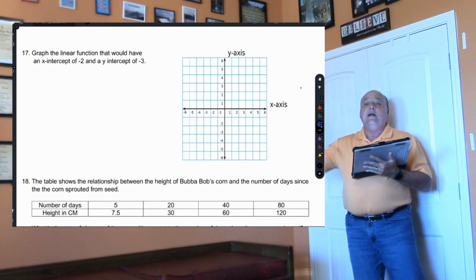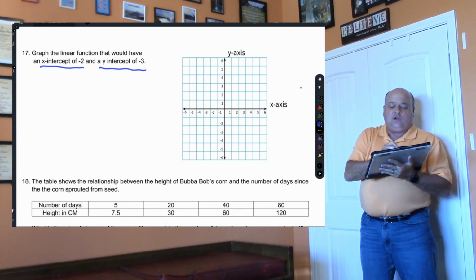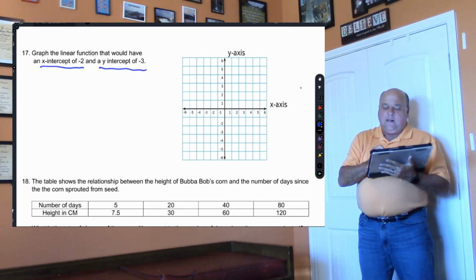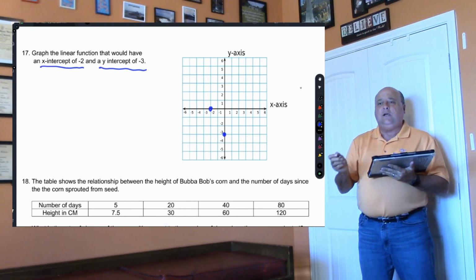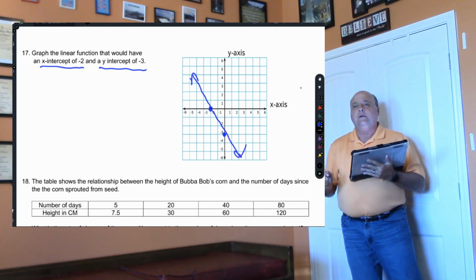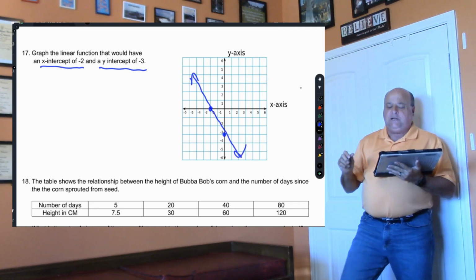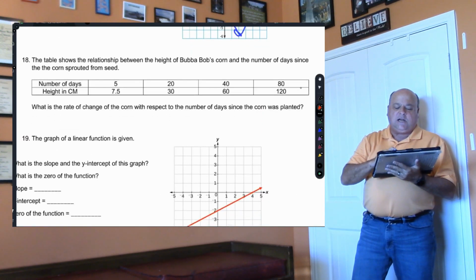Number 17, please don't miss this. So we want an x-intercept of negative 2 and a y-intercept of negative 3. The x-intercept negative 2 is here, the y-intercept of negative 3 is here, and just connect them with a line. That's all you've got to do. Piece of cake. Please don't miss that. Continuing on, keep going, number 18.